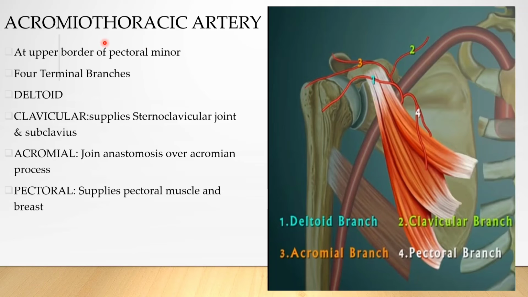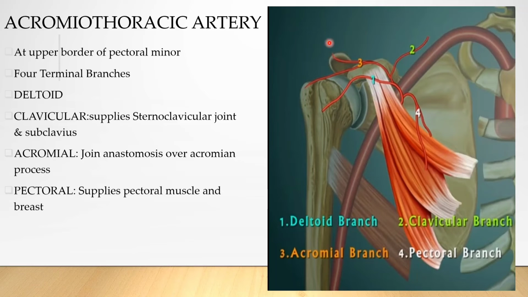The third is acromial, and it supplies the acromial joint. So it is called the acromiothoracic artery. It supplies the acromion and the thoracic parts. The fourth is the pectoral, and it supplies the pectoral muscles, and this artery also supplies the breast. So very easy. So the second part has 2 branches.